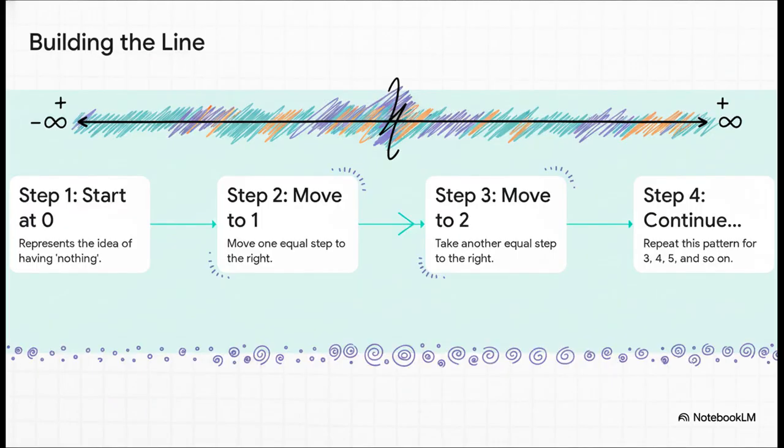Let's build one right now. We start at 0, the idea of having nothing at all. Then we take one single step to the right, and boom, that's where the number 1 lives. We take another identical step, and we land on 2. And we just keep doing that. Same step over and over for 3, 4, 5, and so on.